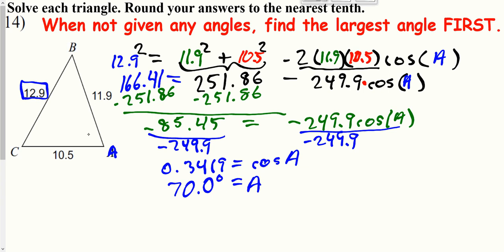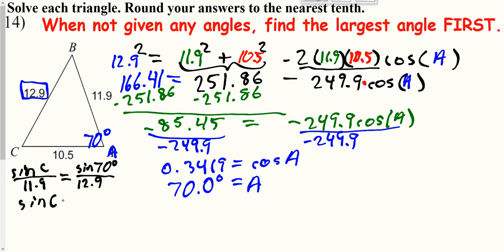So we now have our first angle. Now that we have an opposite pair on our triangle, it's what's in blue, we could use law of sines. Whichever angle you go to next is really a personal preference. I'm going to go ahead and find angle C, so I'll go sine of C over the side opposite of that, 11.9, equals the sine of the angle I just found, which is 70 degrees, over the side opposite that.